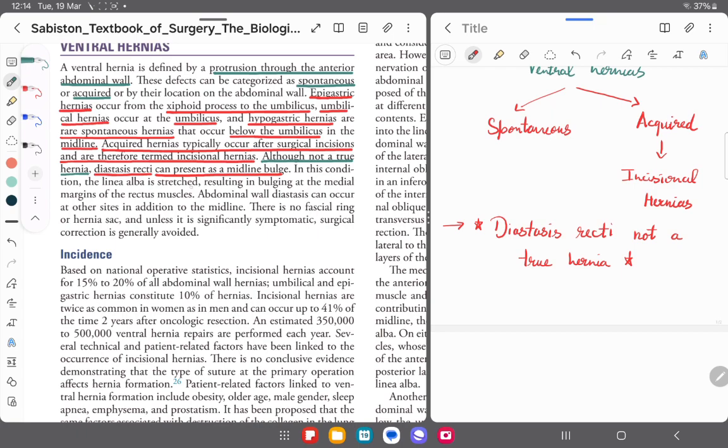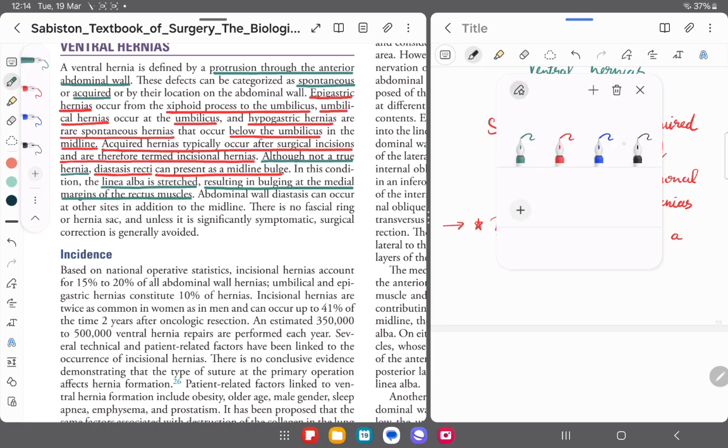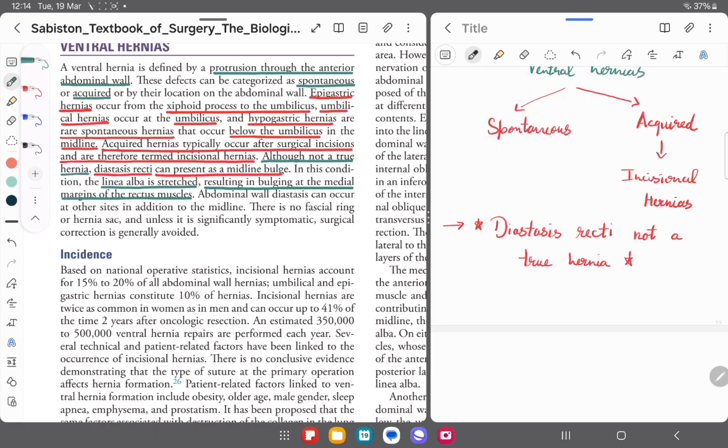In this condition, the linea alba is stretched. What happens in diastasis recti? The linea alba is stretched, resulting in bulging at the medial margins of the rectus muscles, which causes a midline bulge.